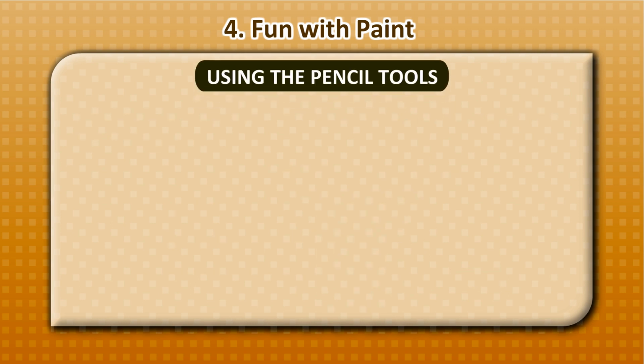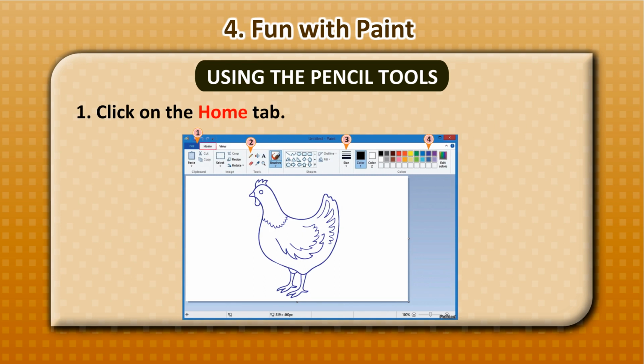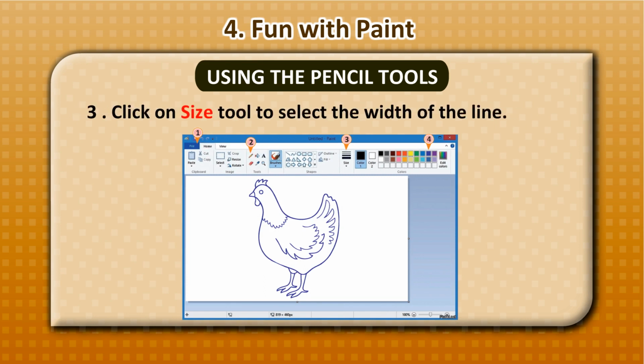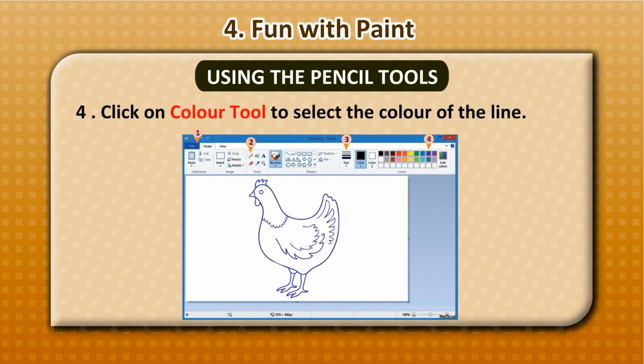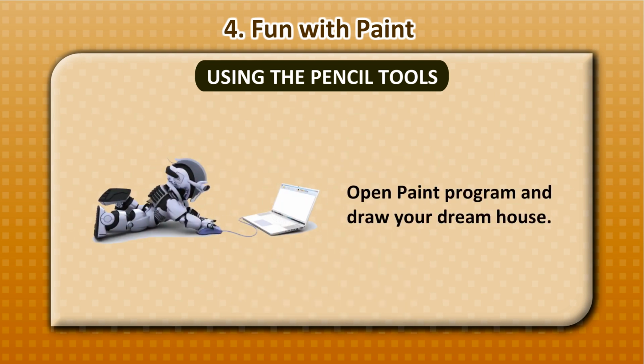Using the pencil tool. Pencil tool is used to draw a freehand drawing. Follow the given steps to use the pencil tool. 1. Click on the Home tab. 2. Click on the pencil tool. 3. Click on the size tool to select the width of the line. 4. Click on the color tool to select the color of the line. 5. Left click the mouse button and drag the mouse on the drawing area. Open Paint program and draw your dream house.